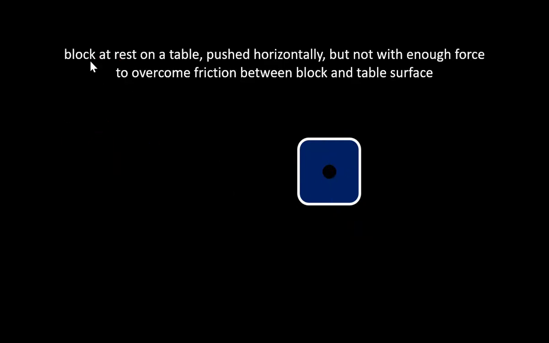What about, next slide, a block on a table, pushed horizontally, but with not enough force to overcome the friction between the block and the table's surface? I might specify and call that static friction even, right? So say we're pushing on the block, but it's still at rest.